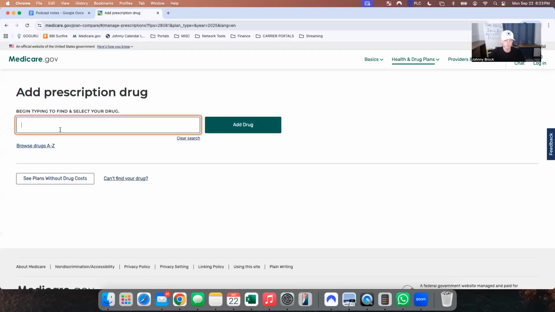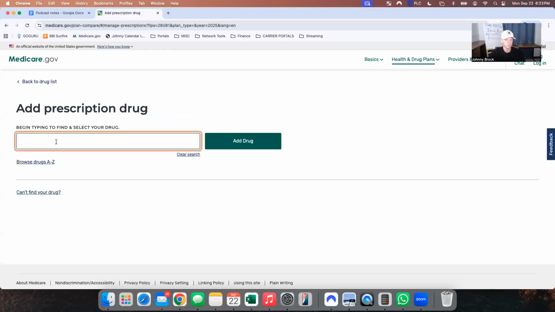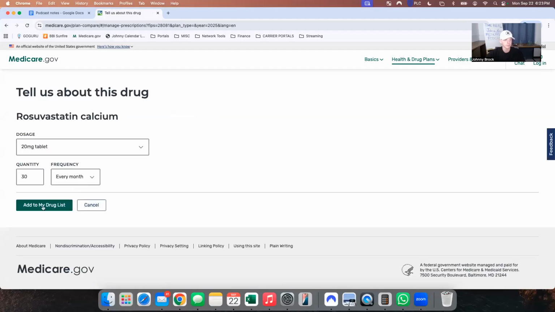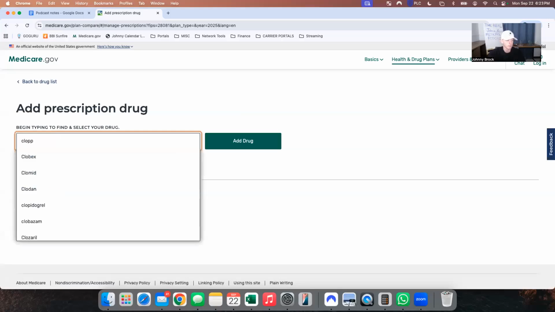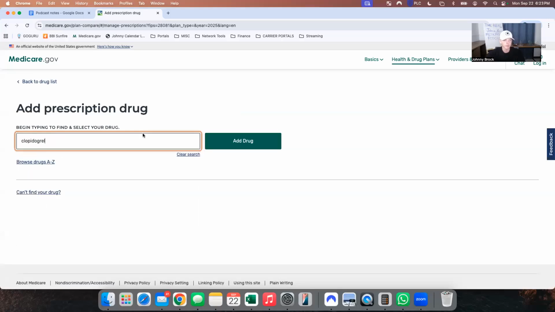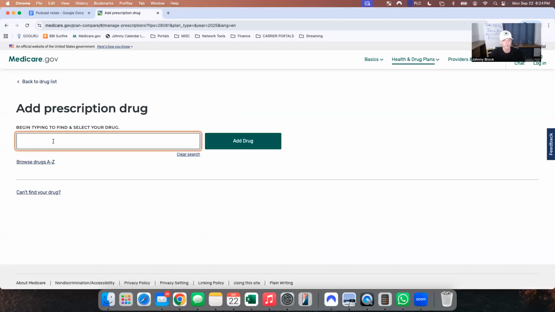All right, so let's just put some basic medications in. We'll put amlodipine, a blood pressure medication. We'll do rosuvastatin, a cholesterol medication. And actually, let's see what I'm taking, right? So for my old brain there. So 75 milligrams clopidogrel, and we have a blood pressure, a cholesterol, a blood thinner. Let's do something like Trelegy.